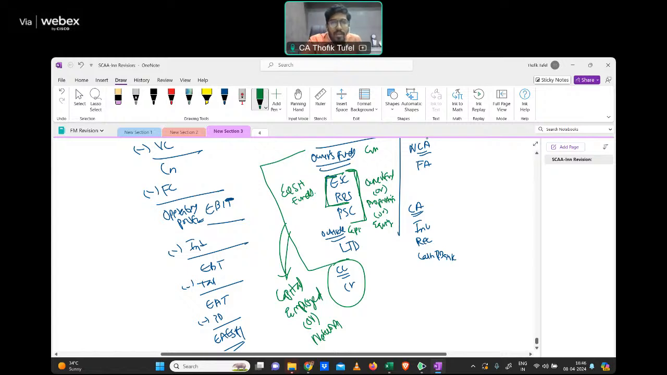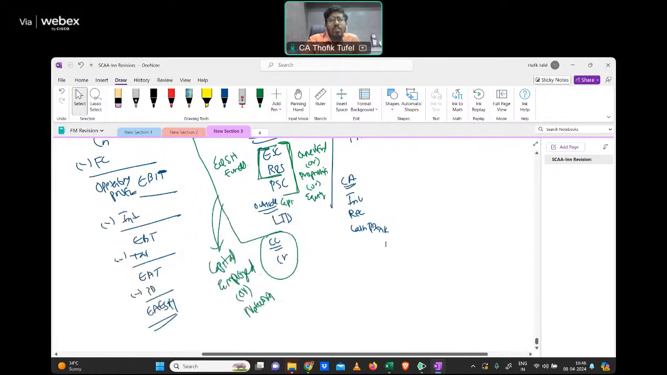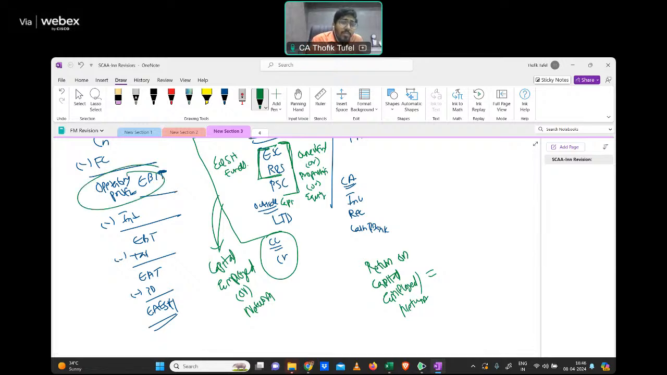Now, if someone is asking you for profitability ratios, like return on capital employed or return on net worth, you have to write what is the earnings available for both. The earnings available for both is operating profit, correct? In the operating profit, the interest, preference dividend and dividend are not yet given out. So you have to put EBIT divided by capital employed. That is the answer.